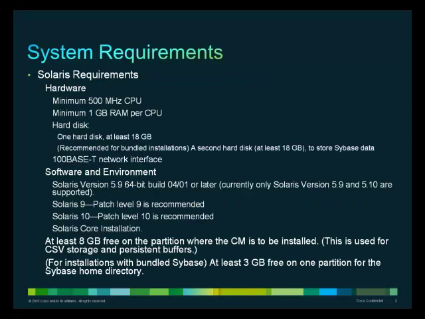The system requirements for Solaris is a minimum of 500 MHz CPU, minimum of 1 GB RAM per CPU. For hard drive, we need at least 18 gigs to install Sybase. We need another additional 8 gigs for the collection manager and another 3 gigs for the Sybase home directory. 18 gigs is for the Sybase database. For software, we need at least a Solaris version 5.9 64-bit build or later. Currently, only Solaris version 5.9, 5.10 are supported. Moving on to the next slide.